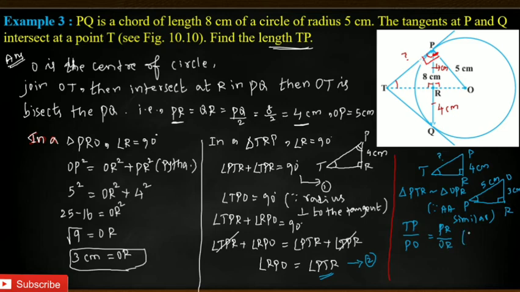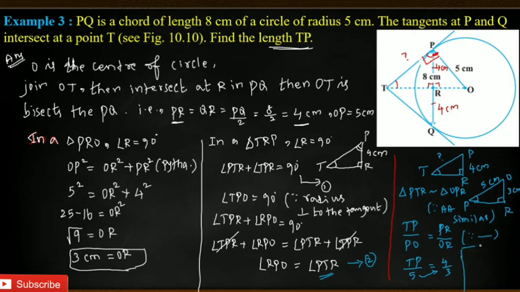So what will you write here? Corresponding sides are in the same ratio. TP value is what we have to find. PO value we have is 5, which is equal to PR value 4 divided by OR value 3. So this divide 5, if you send it to the opposite side, what am I getting?